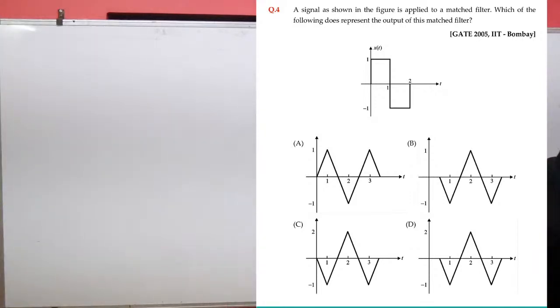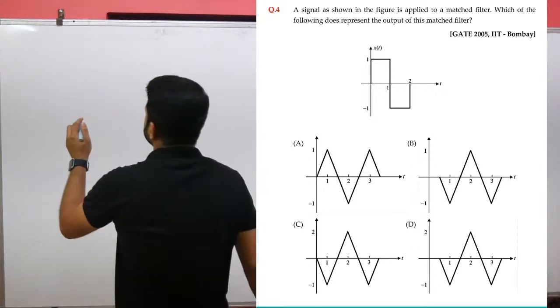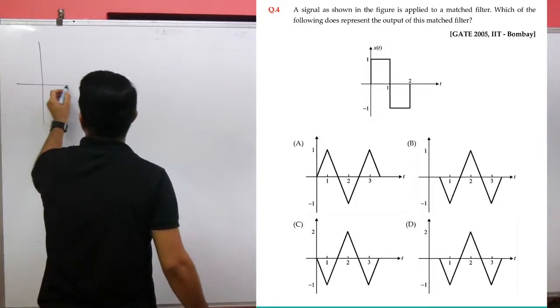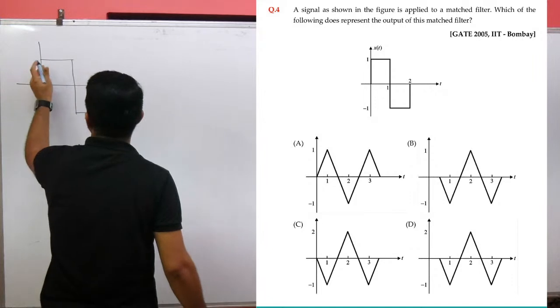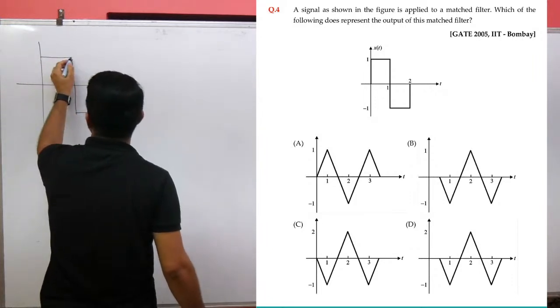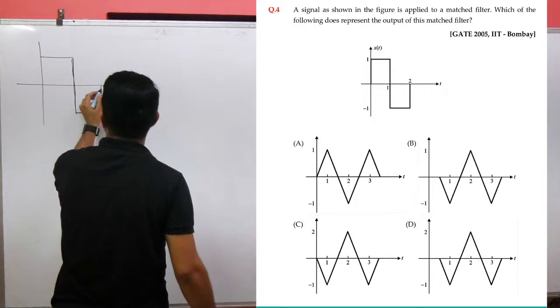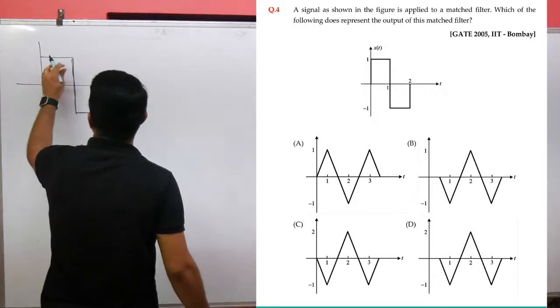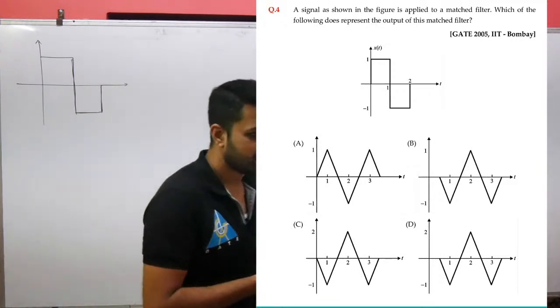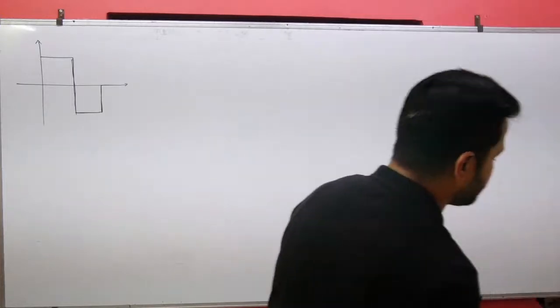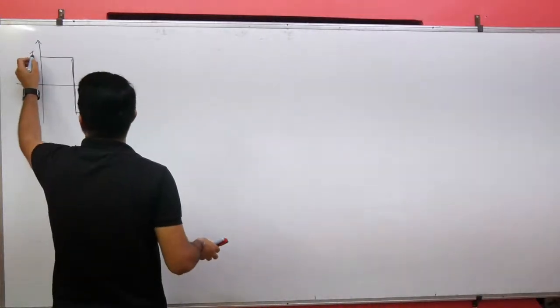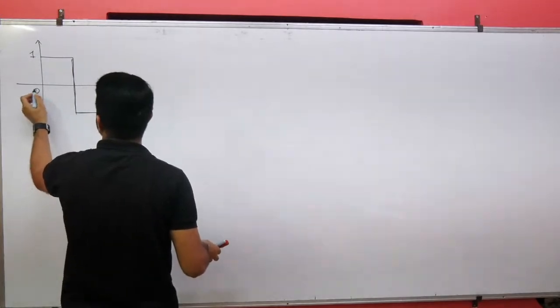So all of you have got the answer, I think. Yes, option C you are getting. So let's discuss the question. Let me draw the question first. The waveform which is given has amplitude between 1 and -1, and it is at 0, 1, 2.